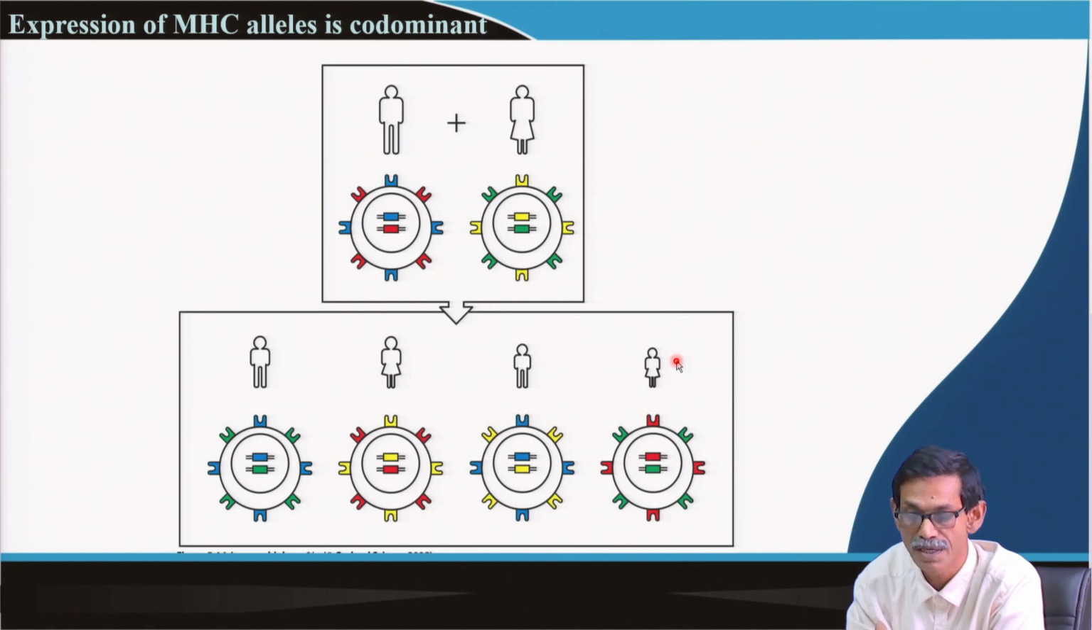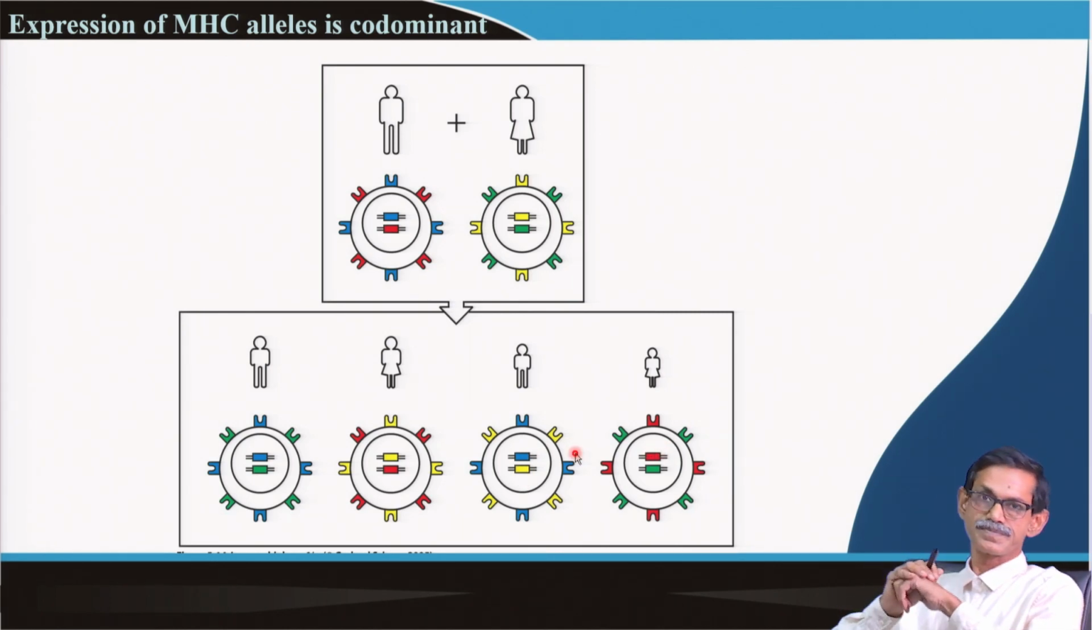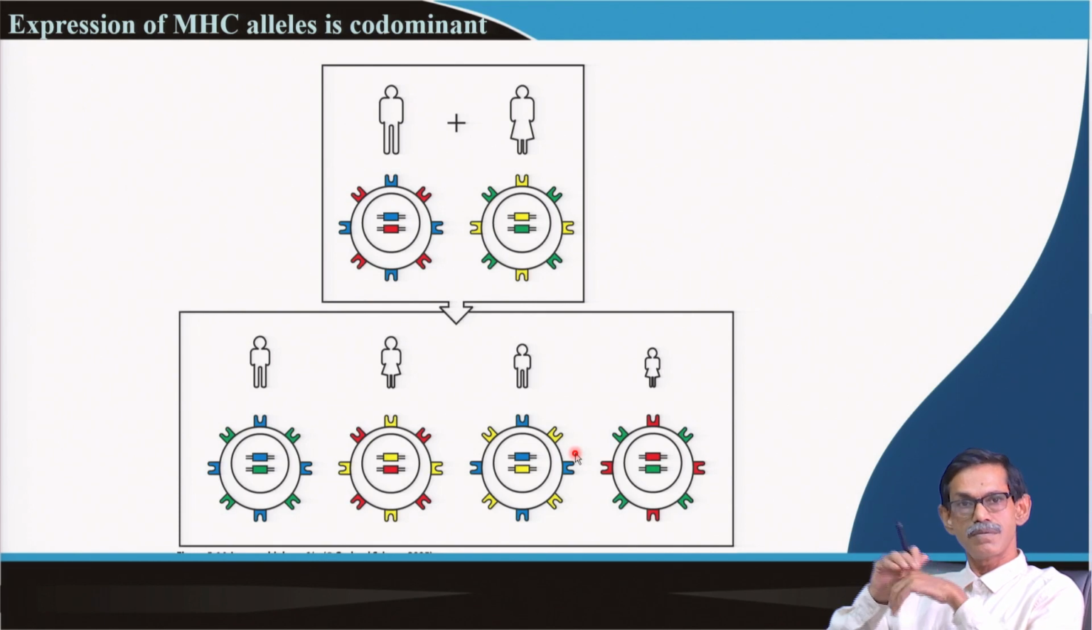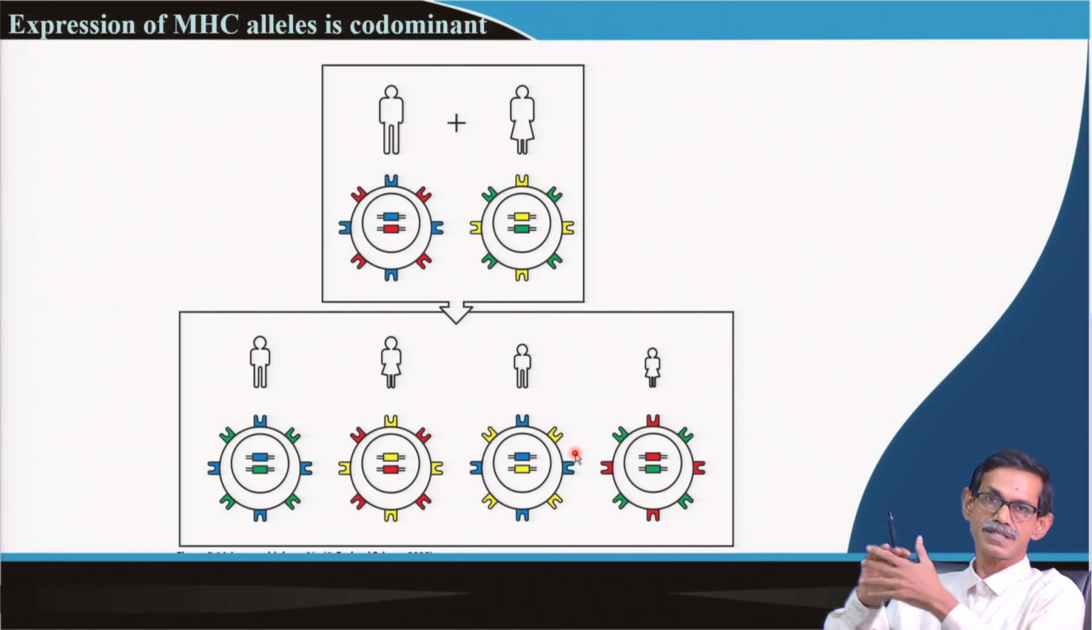You can see very easily, if we cross between this and this, these are the different possibilities. I am assuming one of each will come. So, it may be green and blue, yellow and red, yellow and blue, green and red; all 4 possible combinations are there. So, in the next generation all possible variations can occur, and in every case both alleles will be expressed. It is not that one is recessive and another is dominant.